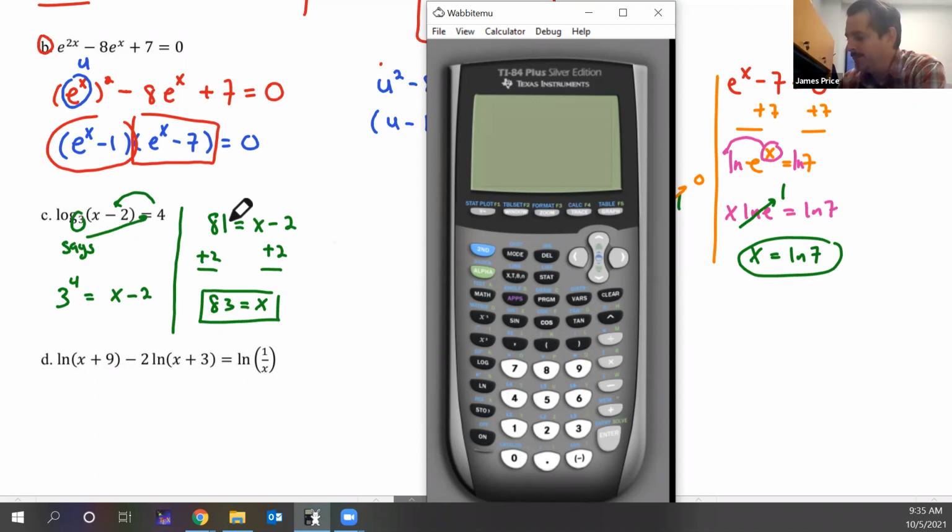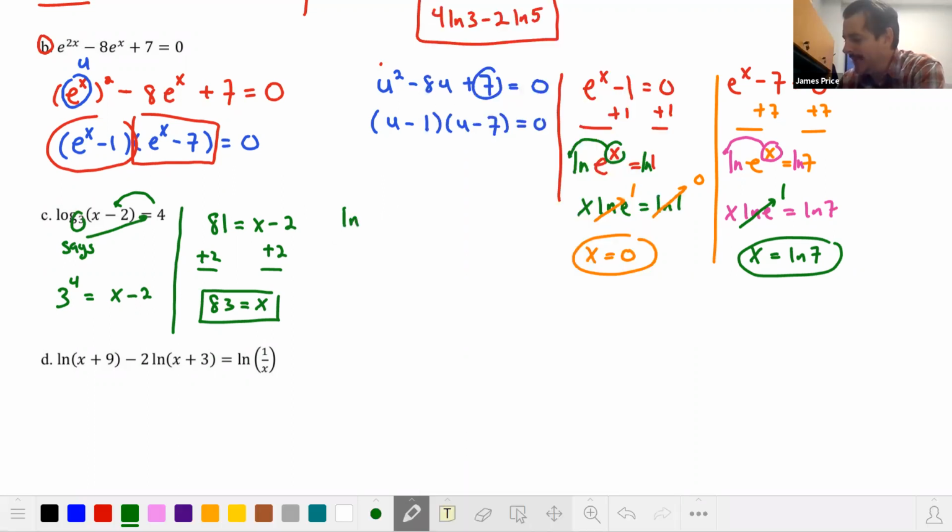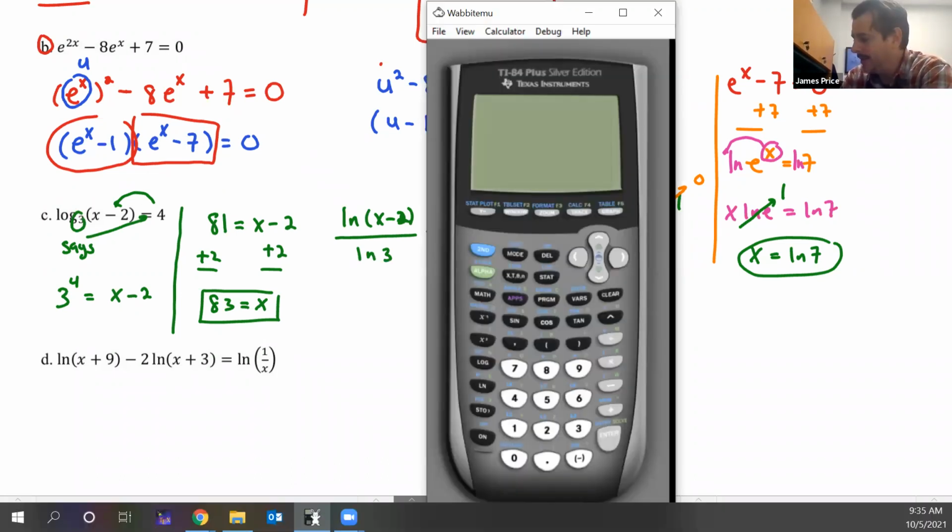So if I was going to check this log base 3 of x minus 2 equal to 4, what I probably would do is I would just rewrite this as ln of x minus 3 over ln of 3. And I'm sorry, that's not a 3, that's a 2 there. So ln of x minus 2 over ln of 3 should be equal to 4. And so on my calculator, what I can do is I can check this by simply plugging it in here.